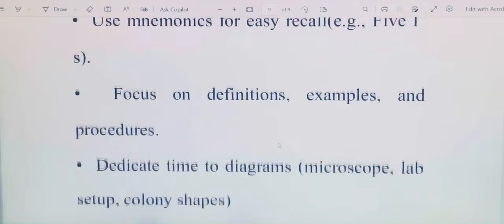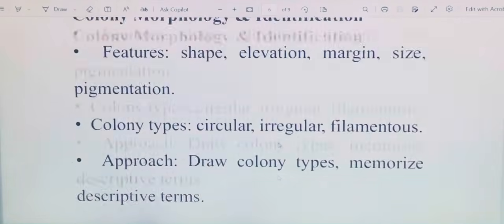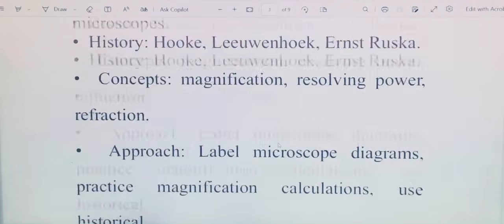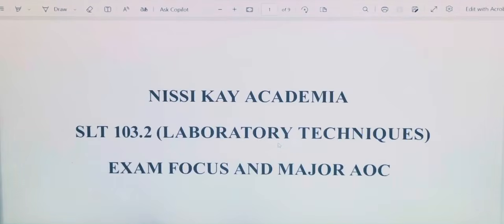I believe that this is going to help you. This is basically the major area of concentration as it regards this course, SLT 103.2.